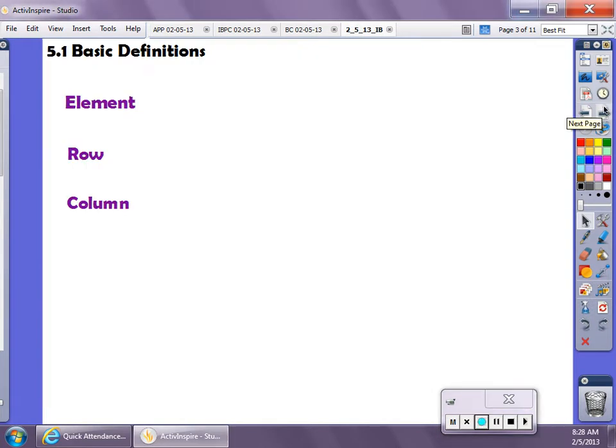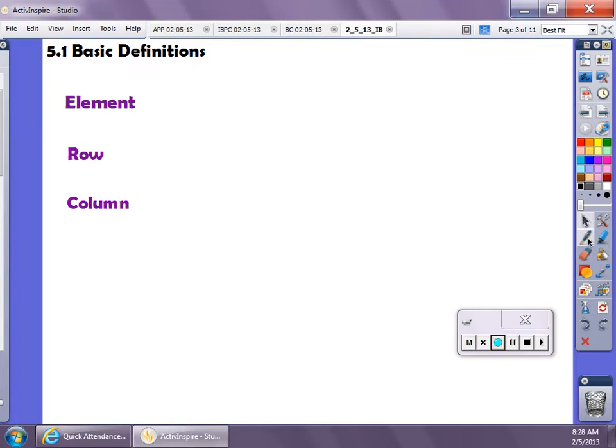All right. So basic definitions. Element. An element inside a matrix. Oh, Mr. Ish. There we go. So if I have a matrix and I have something like 2, 4, 5, 0, 1, 5, or that's a 3. An element is literally a value inside, so this would be considered an element.